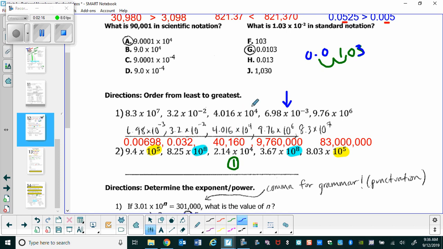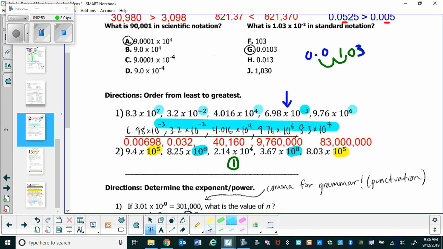Now here with the positive exponent, I got a positive 4, a positive 7, a positive 6. Friendly reminder that the decimal is going to move to the right. So this one, I move the decimal to the right 4 times, and I get 40,160. Here, if I move it to the right 6 times, I'm in the 9 millions, and for the largest number, it'll be 83 million. But I wanted to point out here, folks, by highlighting, that if you just take the negatives from least to greatest, and then 4, 6, 7, notice in my answer, those are in order from least to greatest. So we do have a shortcut here that'll work.